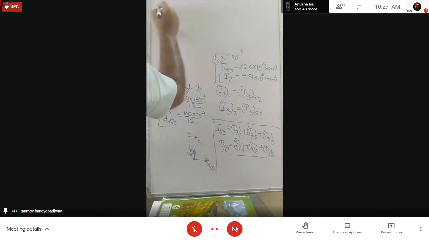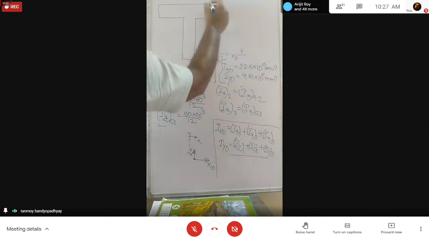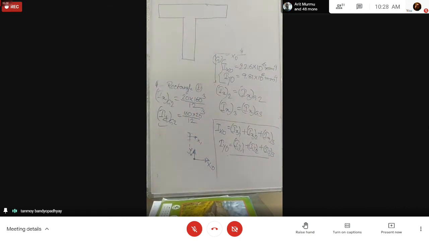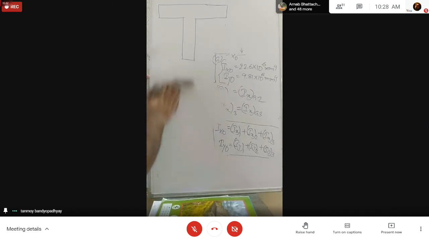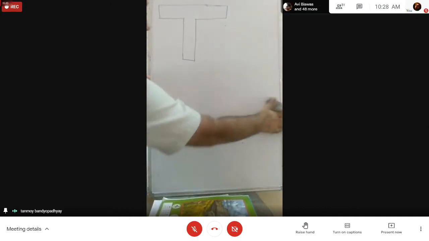Then maybe if we get time, some problems we can discuss. So the T section is an important section, as are the I section and all these sections. Similarly, the T section is very much an important section. Okay? So T section, I section, these all are found in automobile chassis.